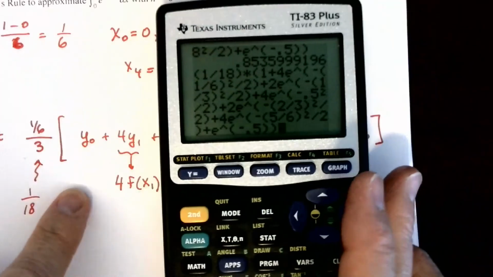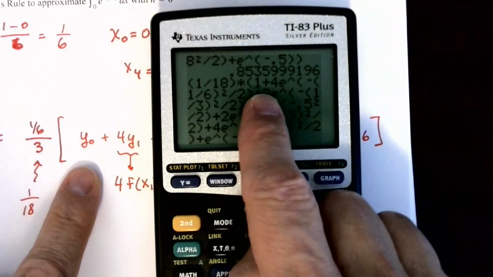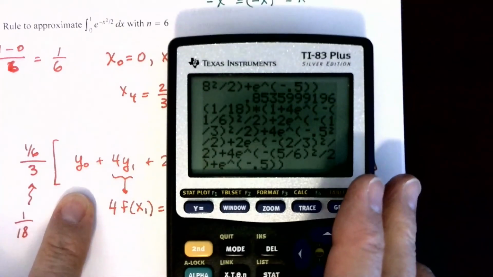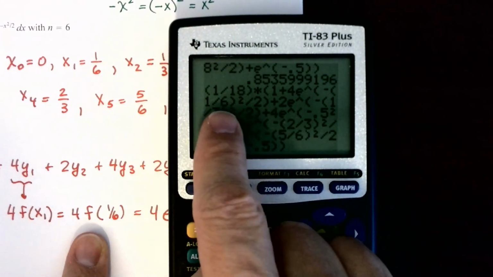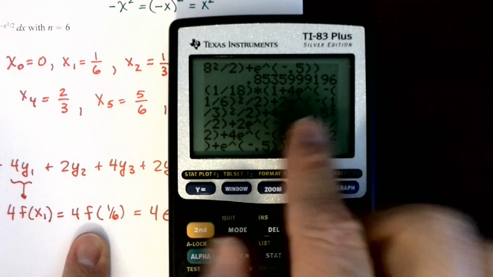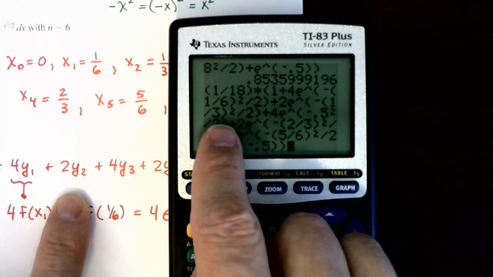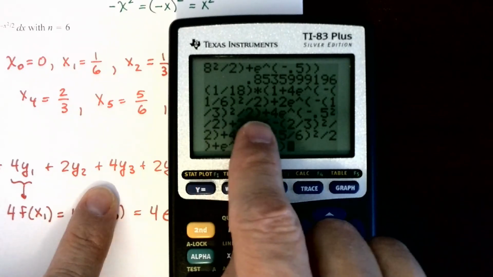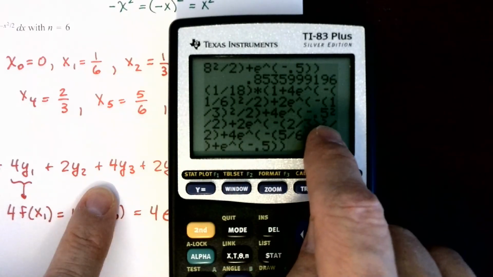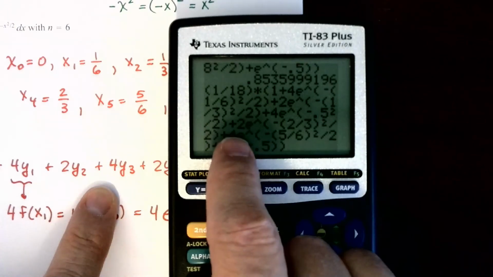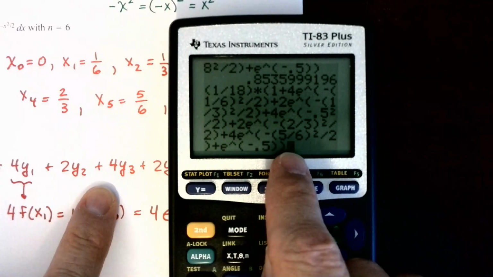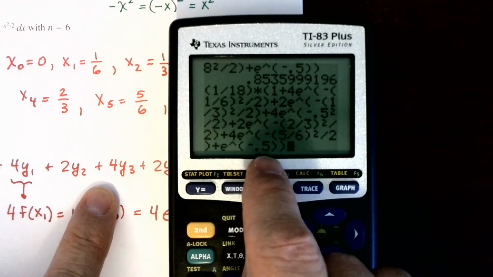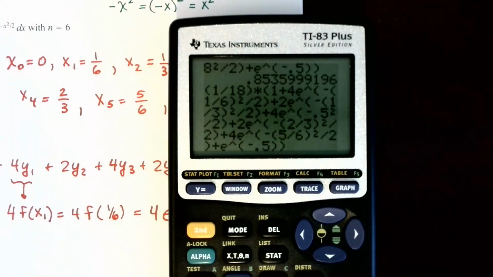I got the 1/18th, got the y sub 0, which we know came out to be 1, right? So plug in 0, e to the 0 is 1. I've got this one 4 times 1/6, and then 2, right? y2 is 1/3, so the 1/3 there, and then 4, that's a half for y sub 3, and then 2, 2/3, and then coefficient 4, 5/6, and then finally the coefficient of 1. And plugging in x equal 1 gave me 1/2, negative 1/2 for the exponent.